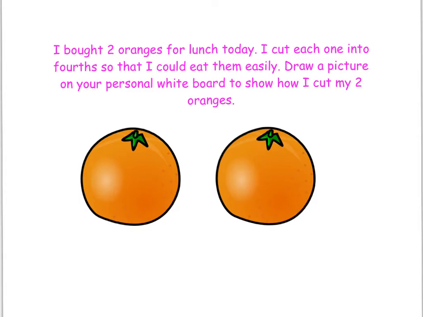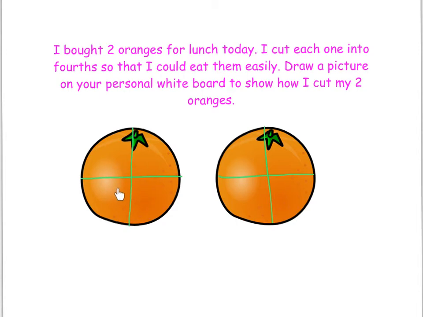I bought 2 oranges for lunch today. I cut each one into fourths so that I could eat them easily. Draw a picture on your personal whiteboard to show how I cut my 2 oranges. You are going to watch me do that on the video. So I'm going to take my 2 oranges and cut them up into fourths because that's the unit that we're working with.